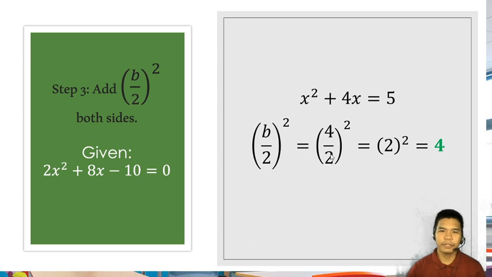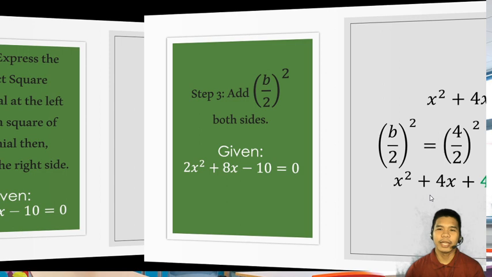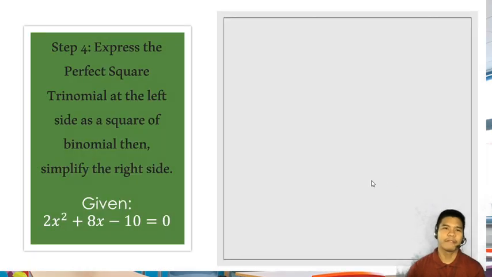So, that is 4 over 2 quantity squared equal to 4 divided by 2 is 2 quantity squared. So, 2 times 2 is equal to 4. So, kung ano makuha natin dito, i-add down natin both sides of the equation. So, magiging x squared plus 4x plus 4 equal to 5 plus 4. And then, step 4 tayo.